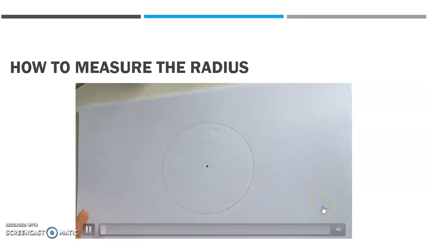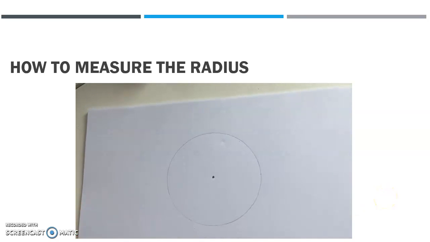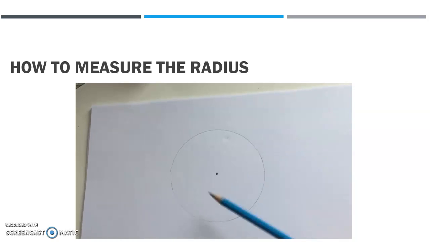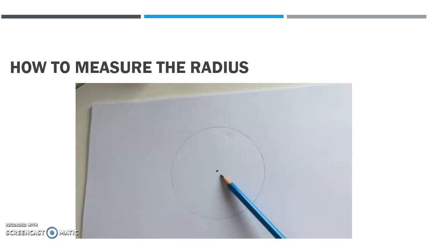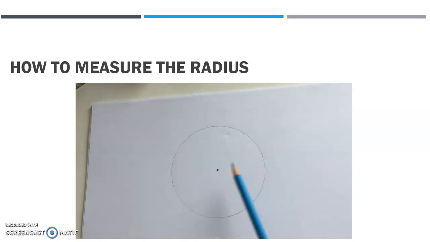Hi everyone, so today we are going to find out how we can measure our radius when we have our circle drawn for us. Okay, so as you can see here, I have my circle drawn and I have my midpoint. And if you can remember what the edge of our circle is called, it's called the circumference. So we know that our radius is the distance from my center point to my circumference.